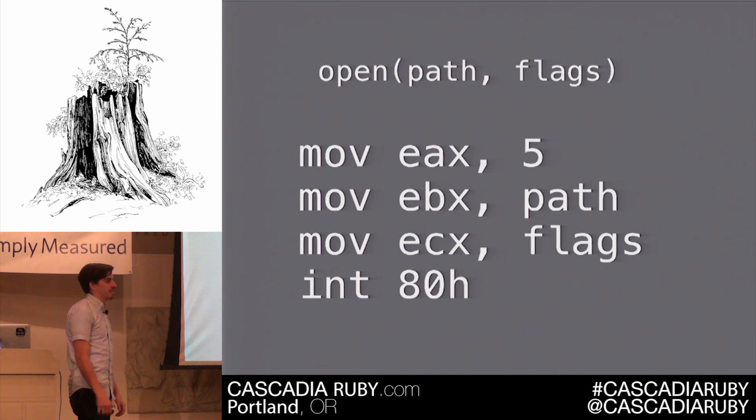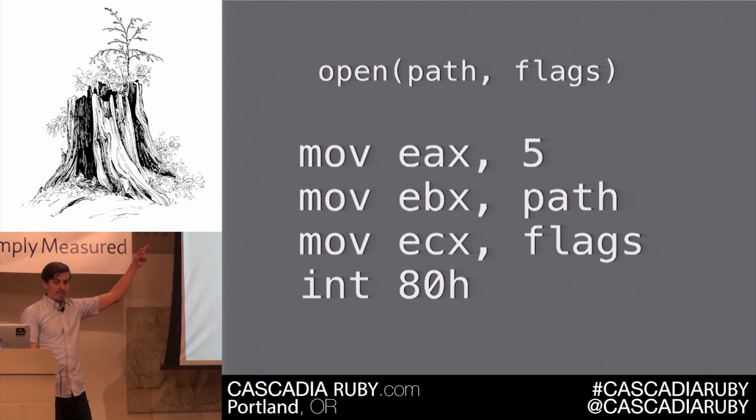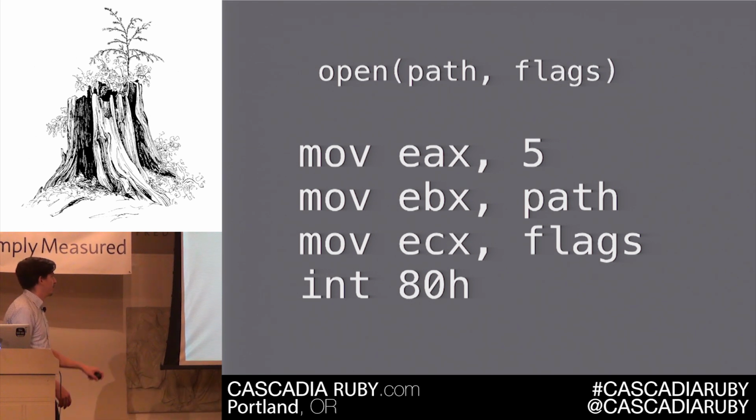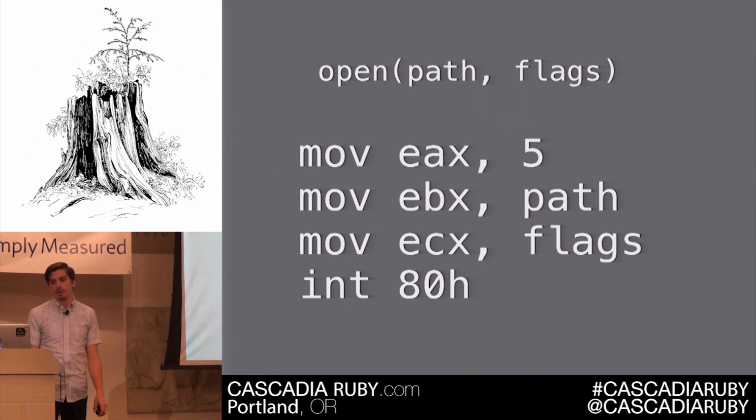A short aside, this is the actual assembly for how to make a syscall. This is the open syscall, and it looks like that at the top. A quick overview of this: I don't know how many of you have seen assembly before, but basically we're just doing a couple of moves into registers and then calling a software interrupt.